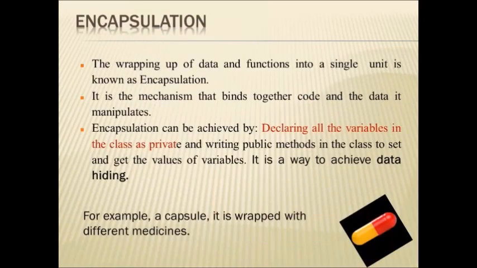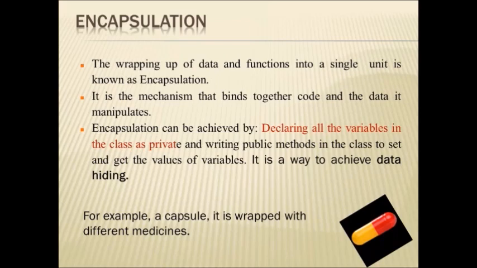Another important property of an object-oriented system is encapsulation. What does encapsulation mean? Binding up of data and functions into a single unit, that is, wrapping up of data and functions into a single unit, is known as encapsulation.